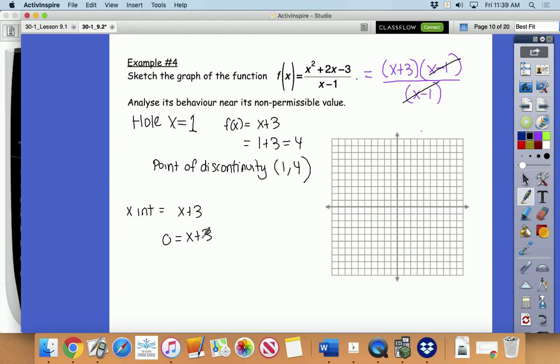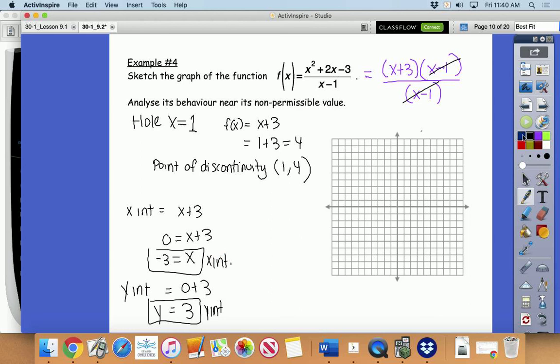Okay, so we have 0 equals x plus 3. We're going to move that 3 to the other side. Negative 3 equals x. So that is our x-intercept. Our y-intercept, make x equal to 0, so it's going to be 0 plus 3, which means that 3 is our y-intercept. Plot those. So here we have our graph, our y, our x.